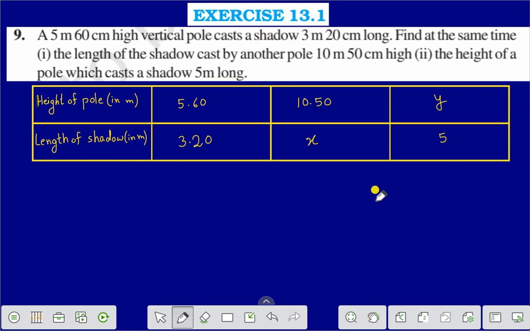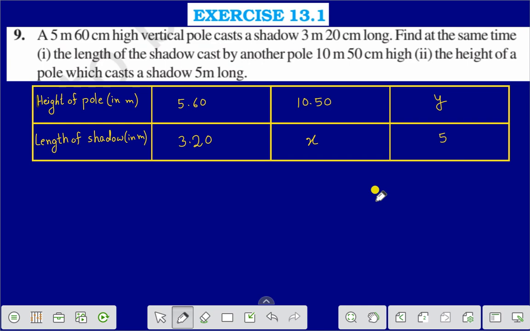Hello everyone. Today we shall discuss exercise 13.1, question number 9. A 5 meter 60 centimeter high vertical pole casts a shadow 3 meter 20 centimeter long. Find at the same time the length of the shadow cast by another pole 10 meter 50 centimeter high. Number 2: the height of a pole which casts a shadow of 5 meter long.